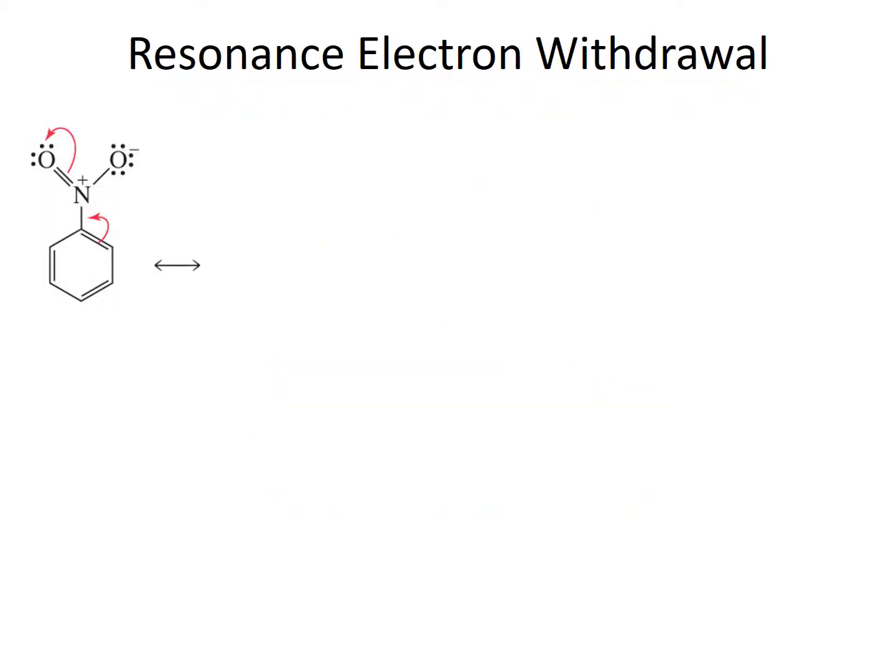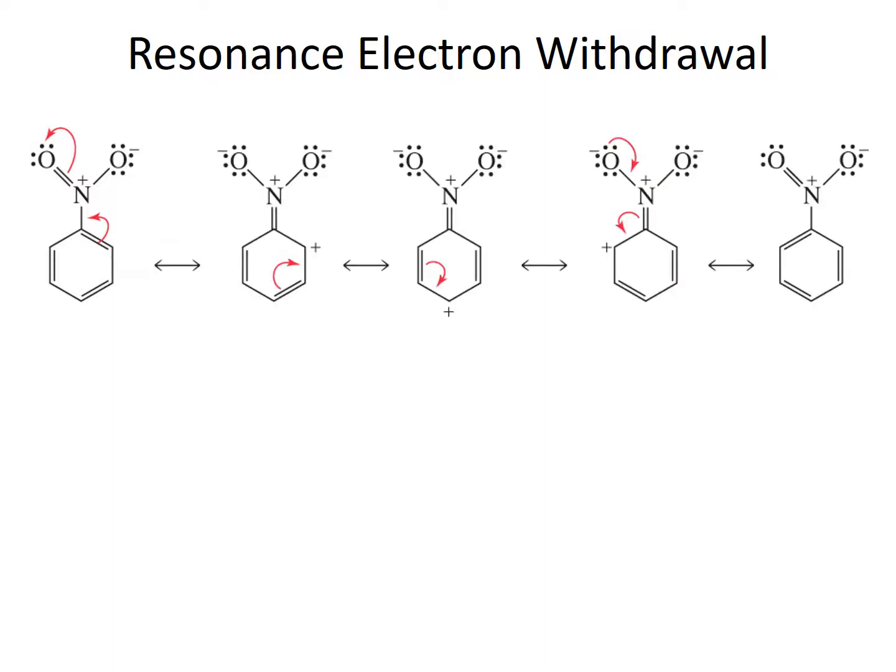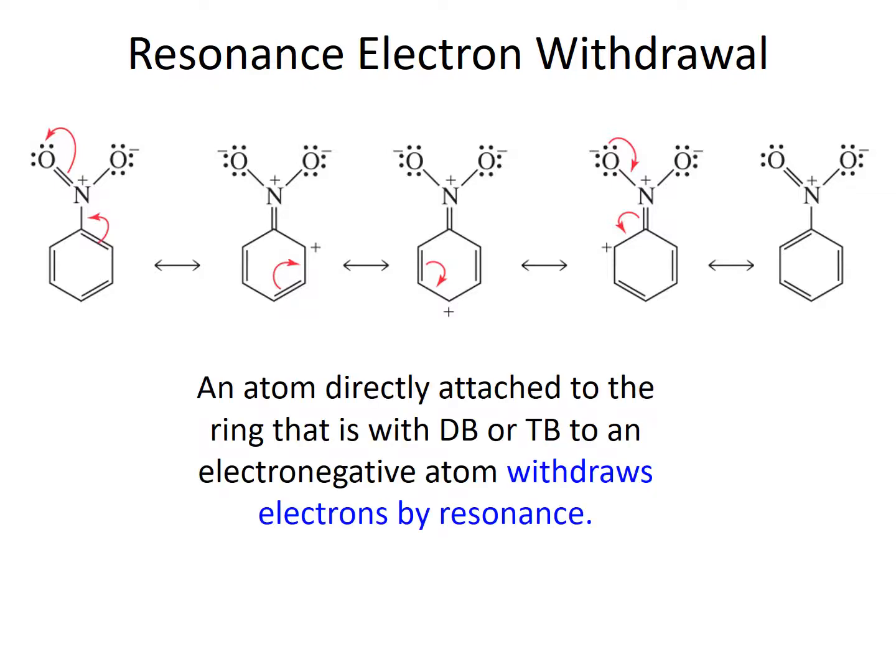You also have electron withdrawing groups. Again, you should be able to draw resonance structures for these as well. The key to identifying whether a group's an electron withdrawing group will be whether or not it has a double bond or triple bond connecting the atom on the ring. These are important because these will be meta-directors.